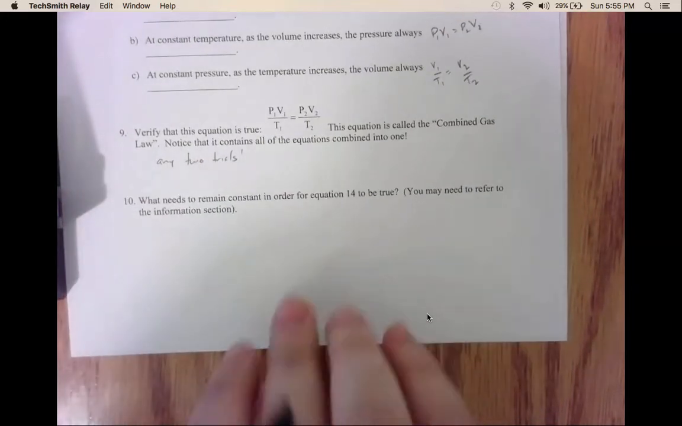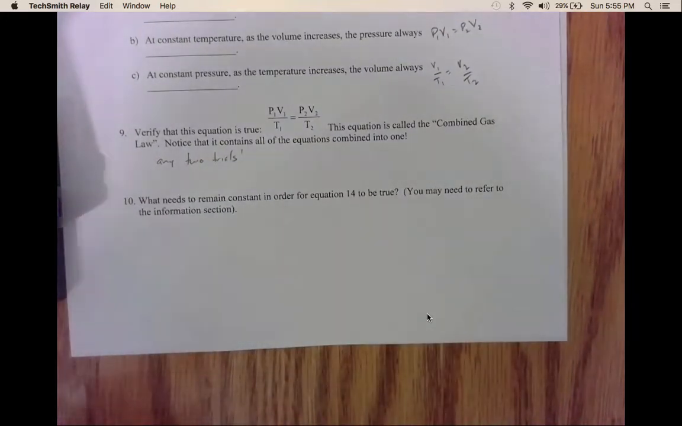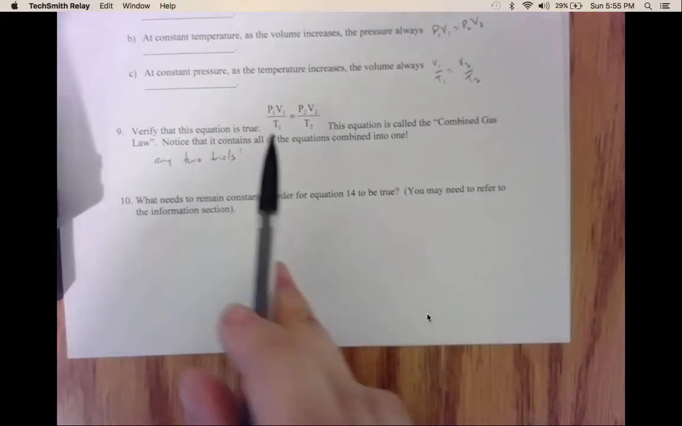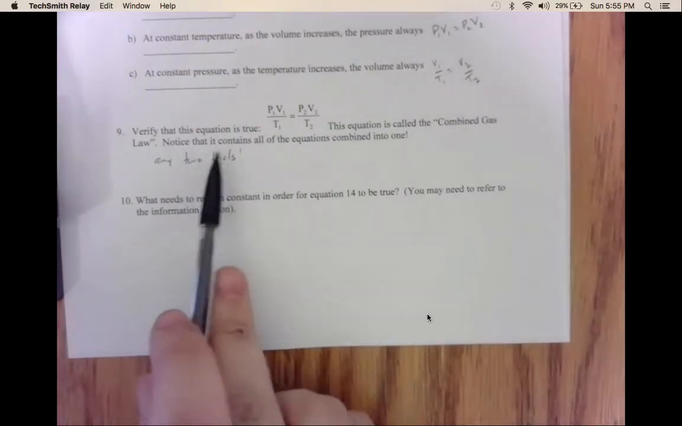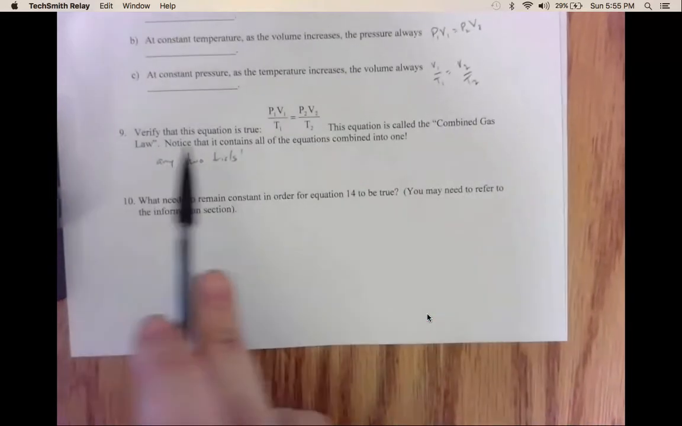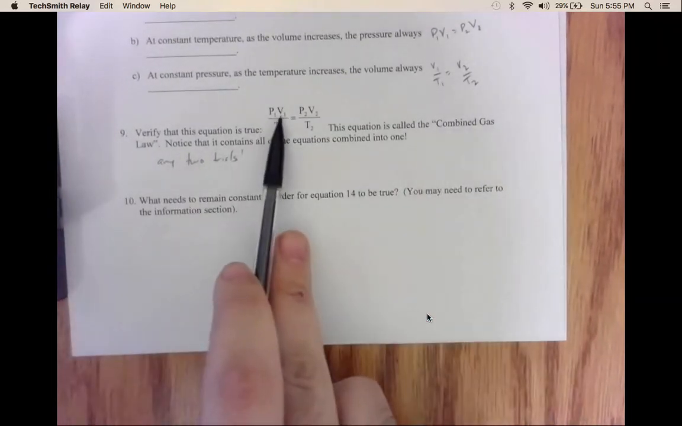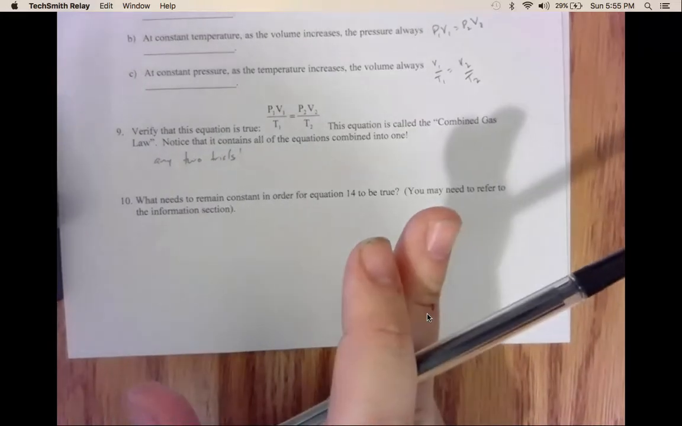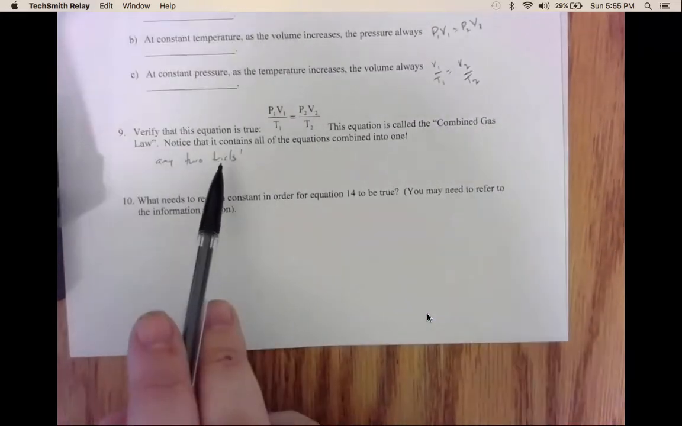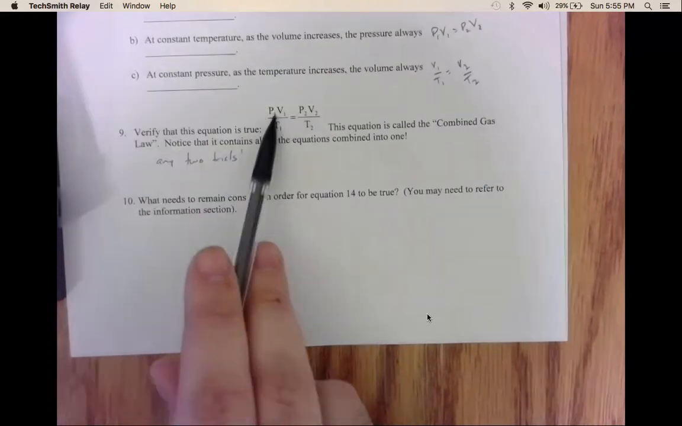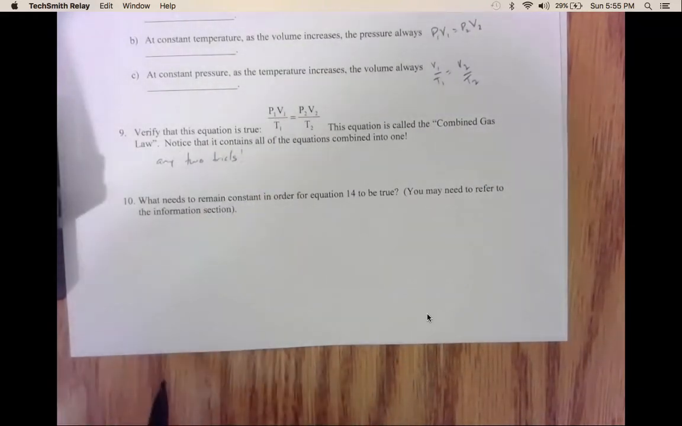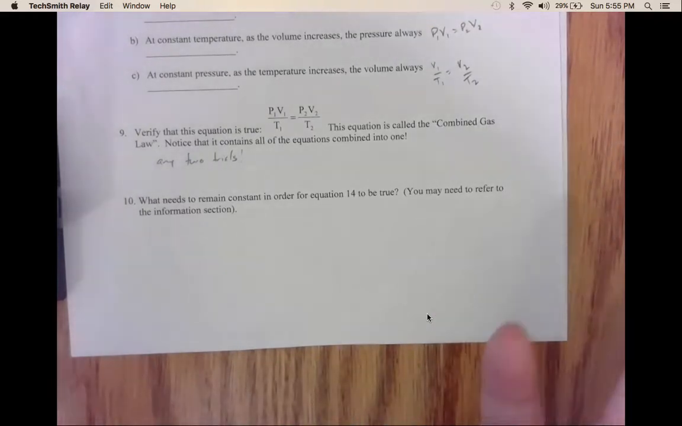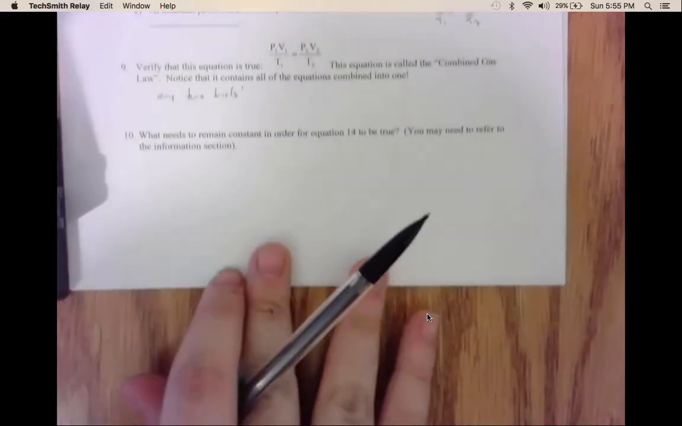Question 9. Question 9 is very similar again to 4, 6, and 7. However, in this case, we're looking at the combined gas law. So in this case, you have pressure, volume, and temperature. Here, nothing is held constant. So what you can do is pick any 2 trials, plug in the values, and you should get the same answer. Again, combined gas law, very important.